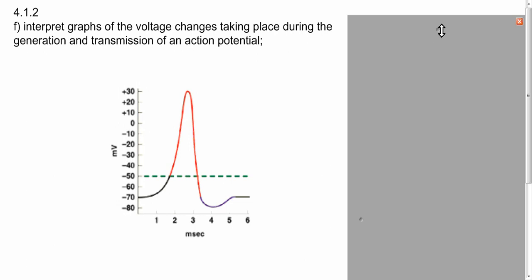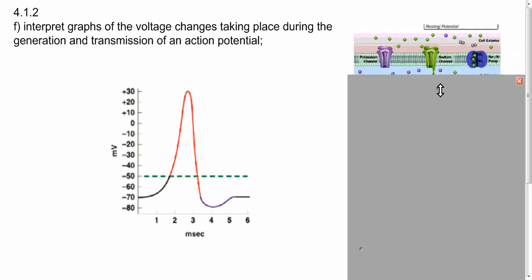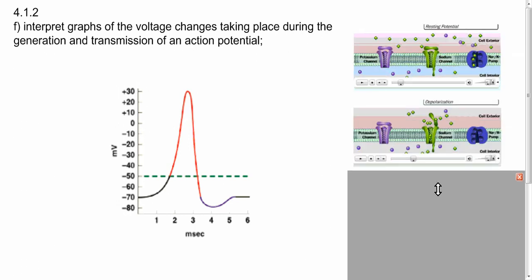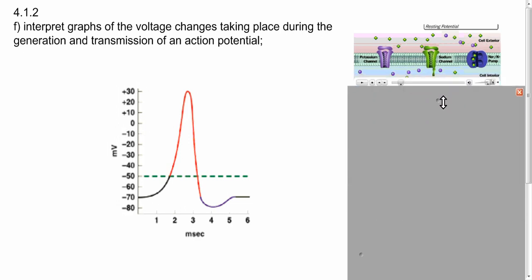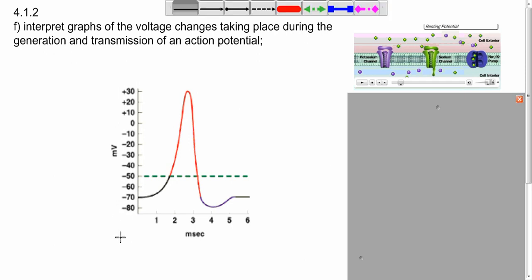Over on the right hand side are a number of still shots from the action potential animation that you saw in the last tutorial, and we're going to use these as we talk about the different stages of the graph. So at the start, which is represented by the black line at the start over here, this is where the nerve is at rest. So this is what we call the resting potential.